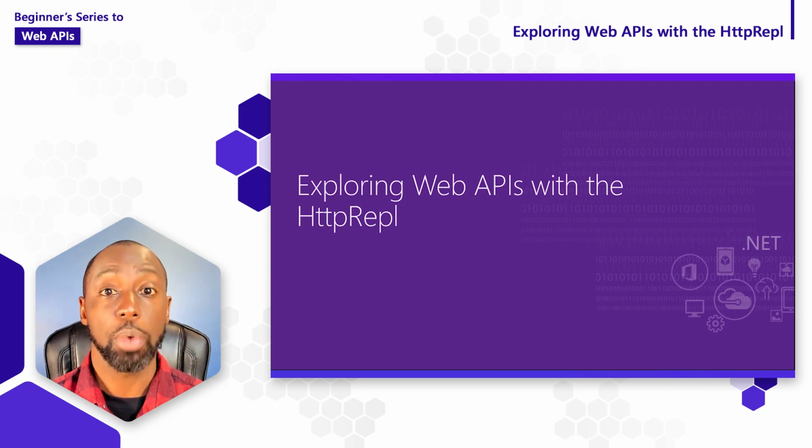Throughout most of this series, we've been using the Swagger UI to debug and test our web APIs. But don't get mad at me if I tell you that there's another option as well. We can use the HttpRepl to explore our web APIs, and we can do it all via the command line. Why don't we take a look and see how it works?